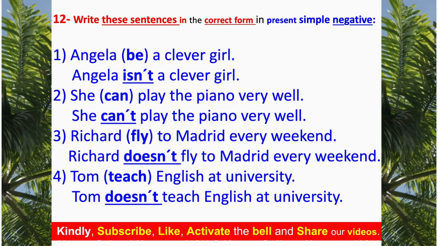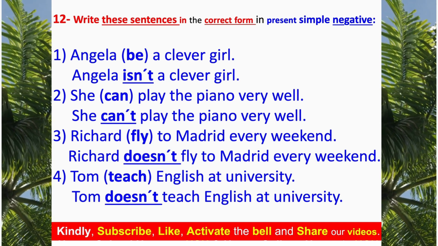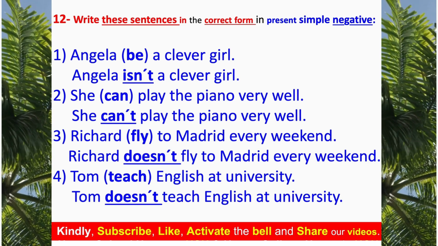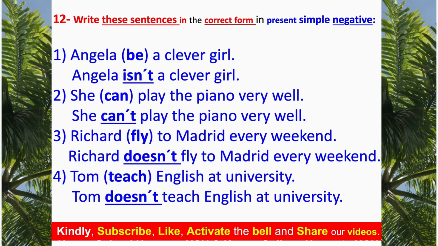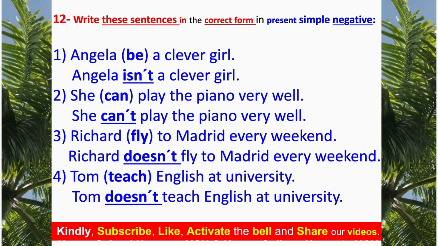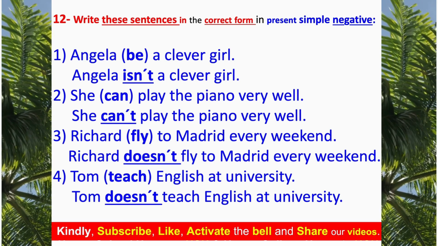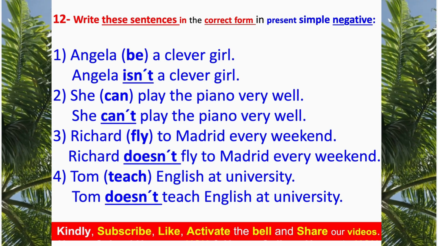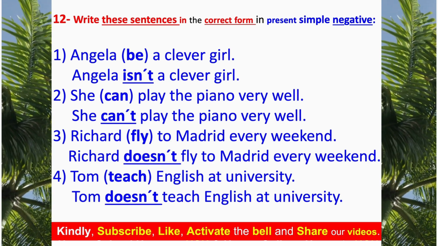Richard doesn't fly. So when we have a normal verb, always with he, she, it, we put doesn't. So Richard means he. Richard doesn't fly to Madrid every weekend. And Tom teach English at university. Tom means he, so he doesn't. Tom doesn't teach English at university. As we said, in the negative form, the verb remains in the infinitive. The verb doesn't take S, ES, or IES.